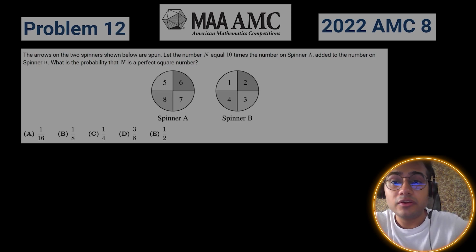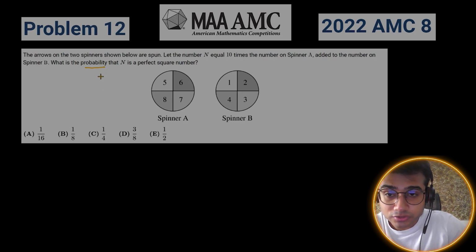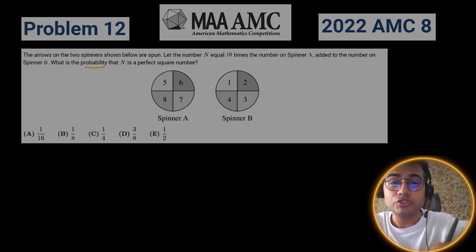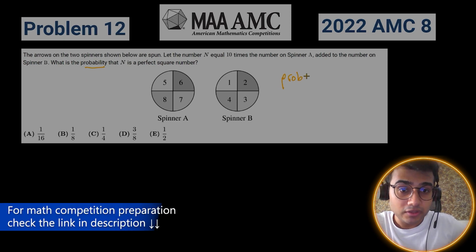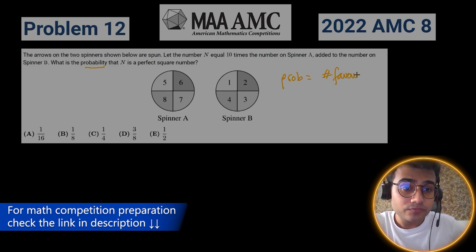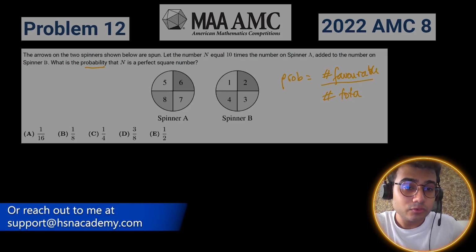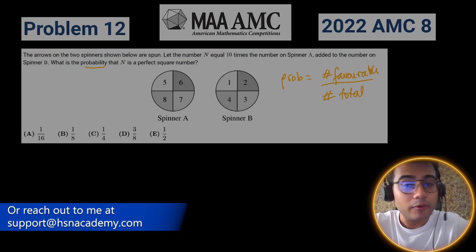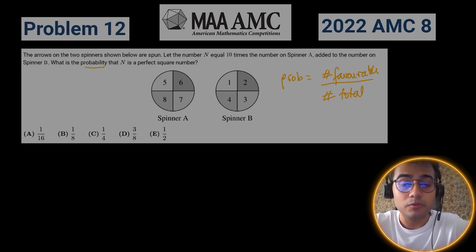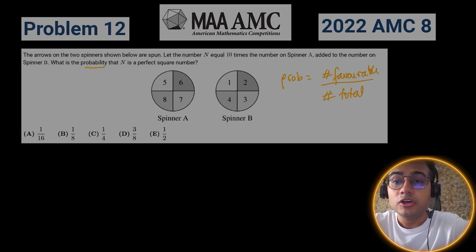So this right here is a probability question. And whenever you have a probability question, there is only one formula we need to know, and that is probability is equal to the number of favorable outcomes divided by the number of total outcomes. So that's what we need to figure out. What are the total number of possibilities and how many of them are favorable? That's how you solve probability questions or find the probability of any event.